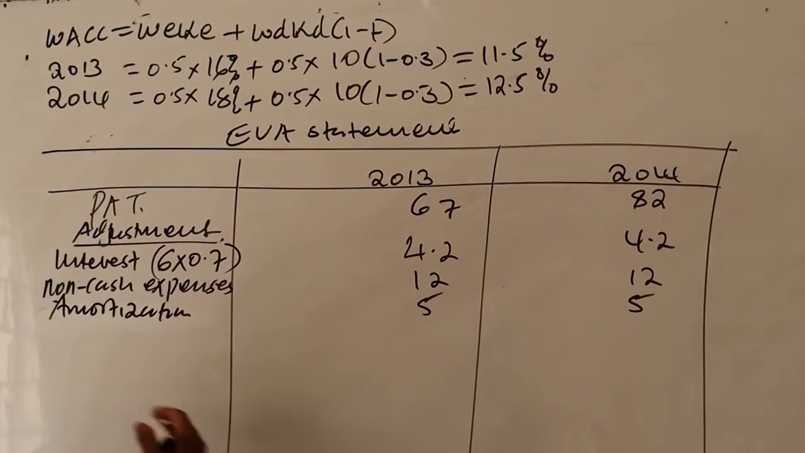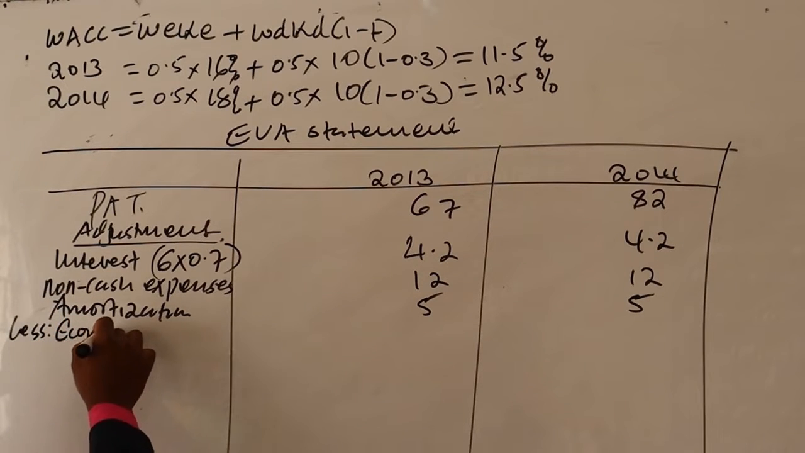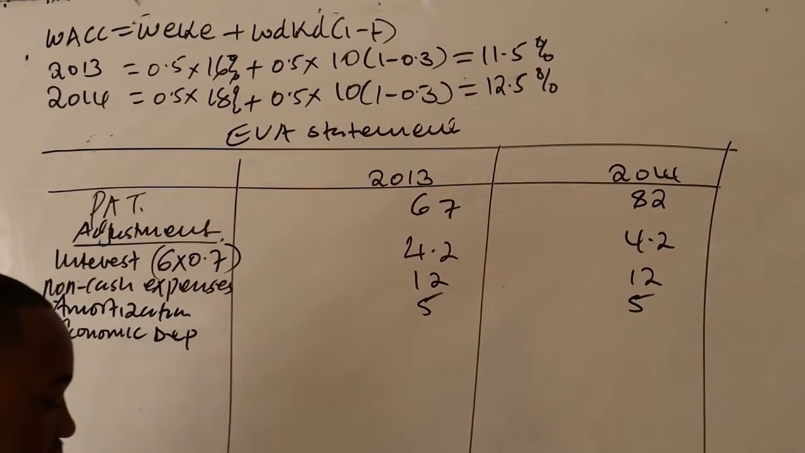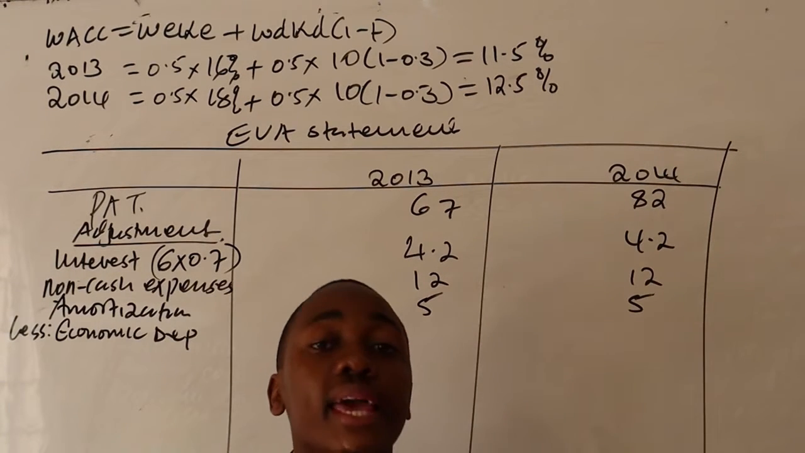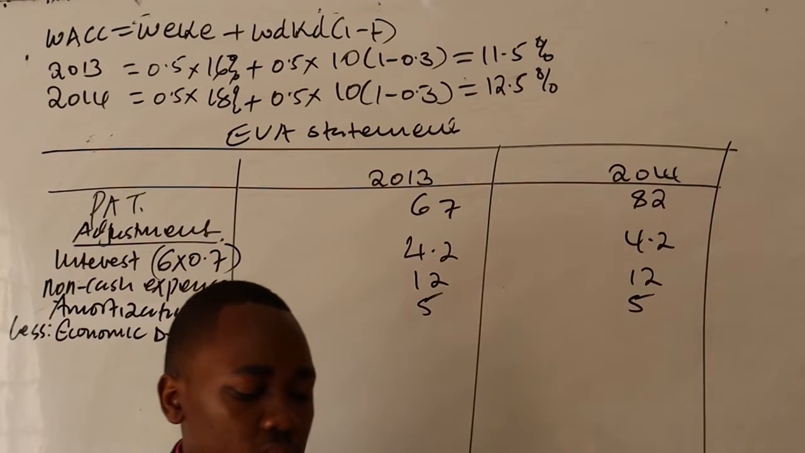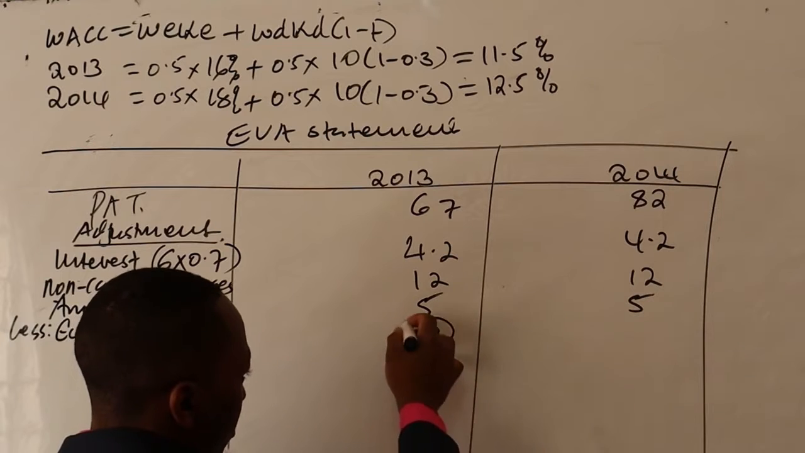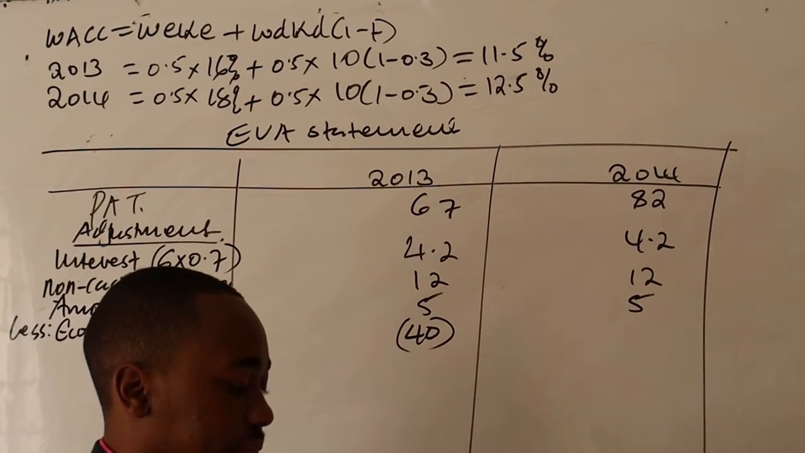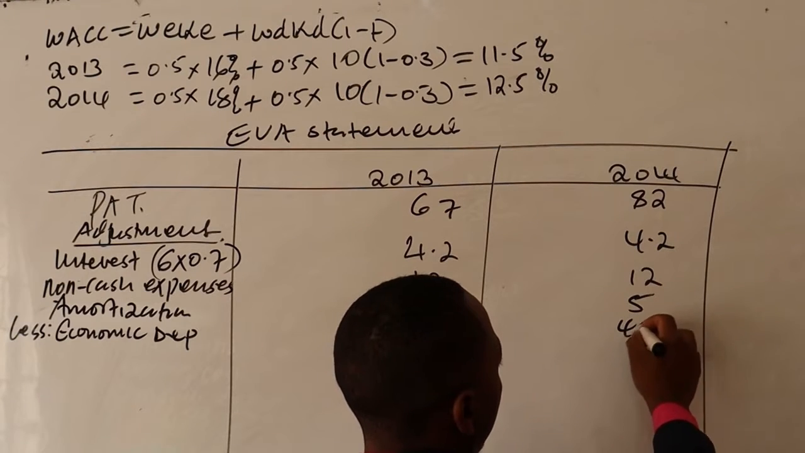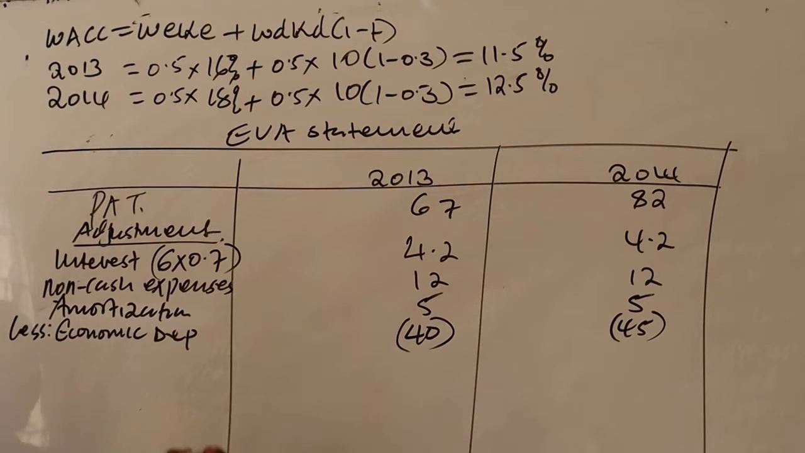Then you deduct economic depreciation. It's more of wear and tear. And let's go to note number 8. You are told that economic depreciation amounted to 40 million in year 2013 and 45 in year 2014. Like that. I don't think we have any other adjustment.